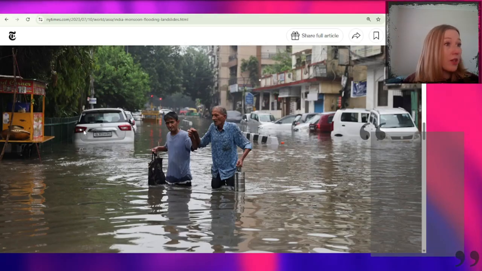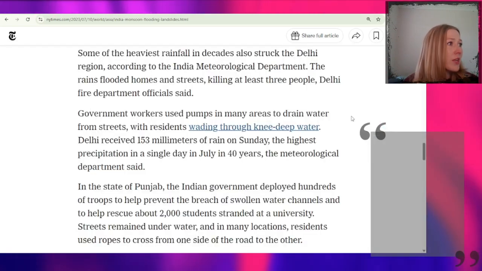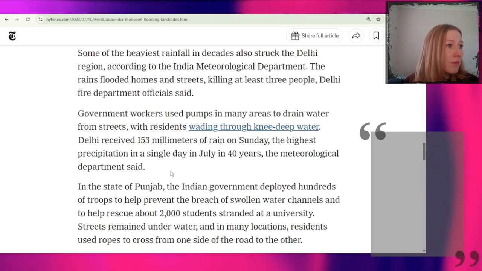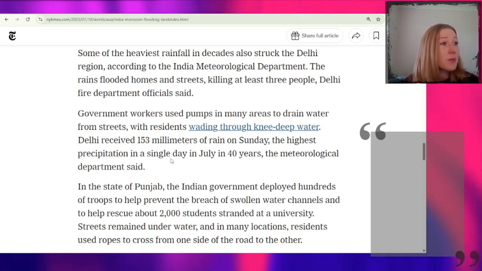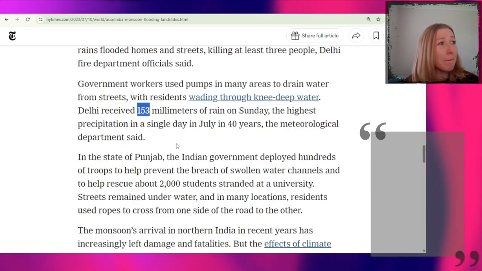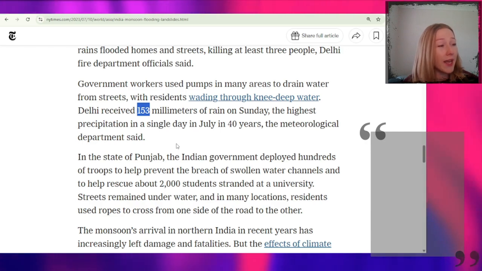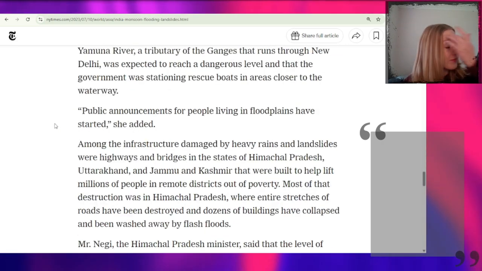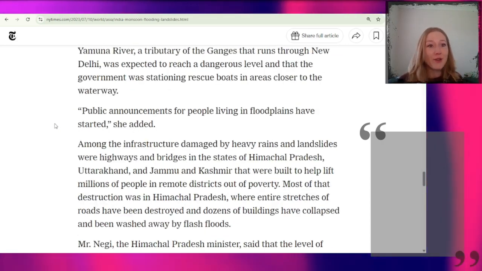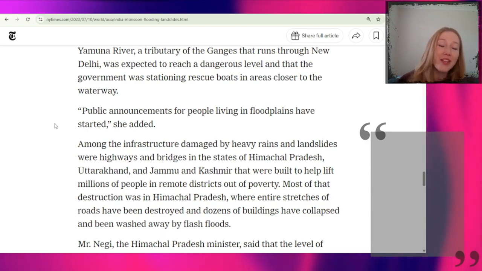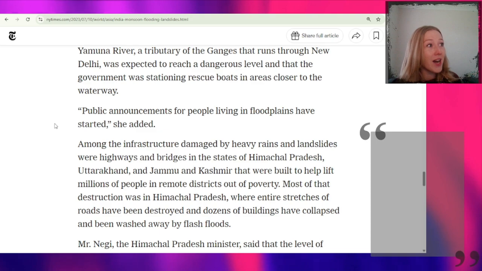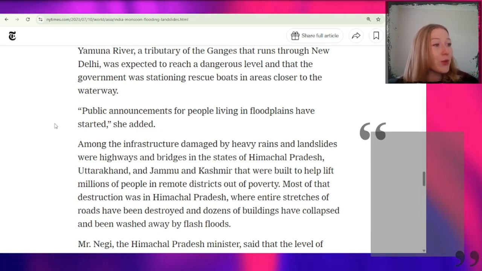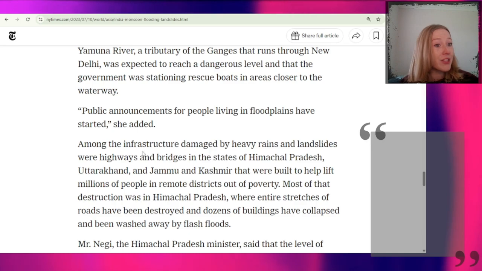Look at that. All of that underwater. So here they mention again using those pipes to clear the roads, or those pumps to clear the roads. The highest precipitation in a single day, 153 millimeters of rain on one day. That is incredible. That is insane. Sure. And again, this is necessary rain. It's necessary rain that you need to keep your country alive. So you need to actually find ways to prepare for it, to manage it a bit better.